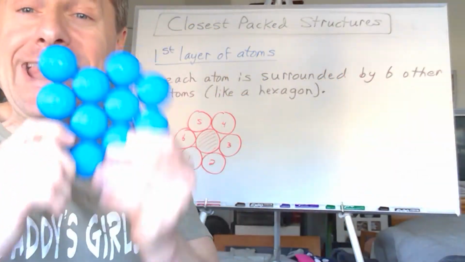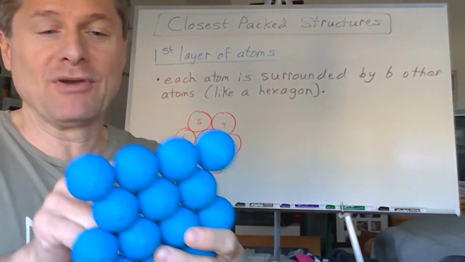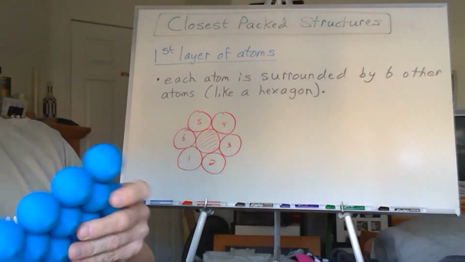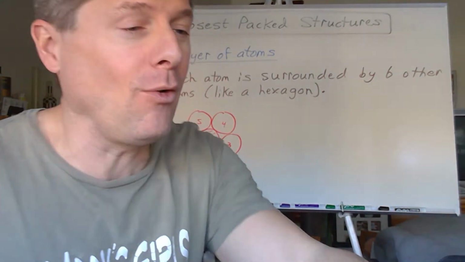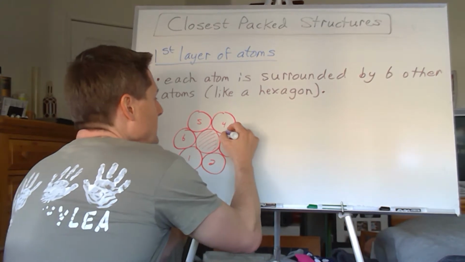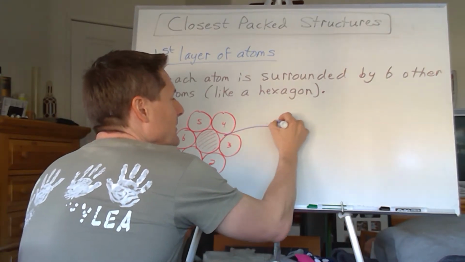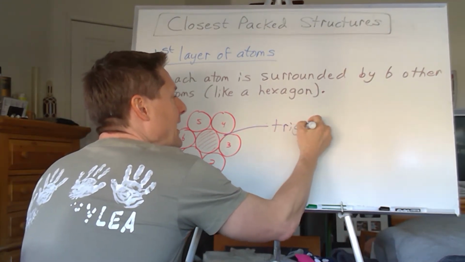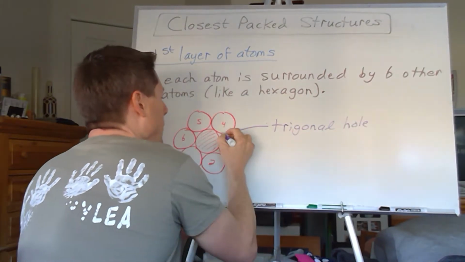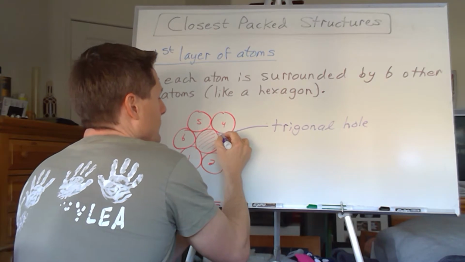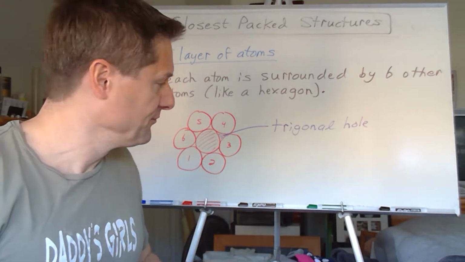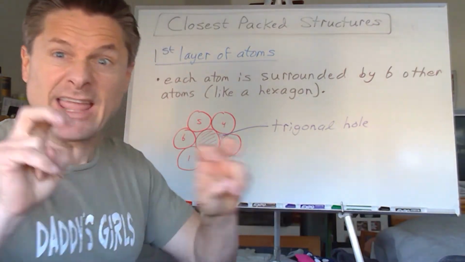So we can name this particular hole, right? That is called a trigonal hole. Big surprise. So right there is called a trigonal hole. Looks like a triangle formed by 3 atoms. So we're in this, like a one-dimensional layer.